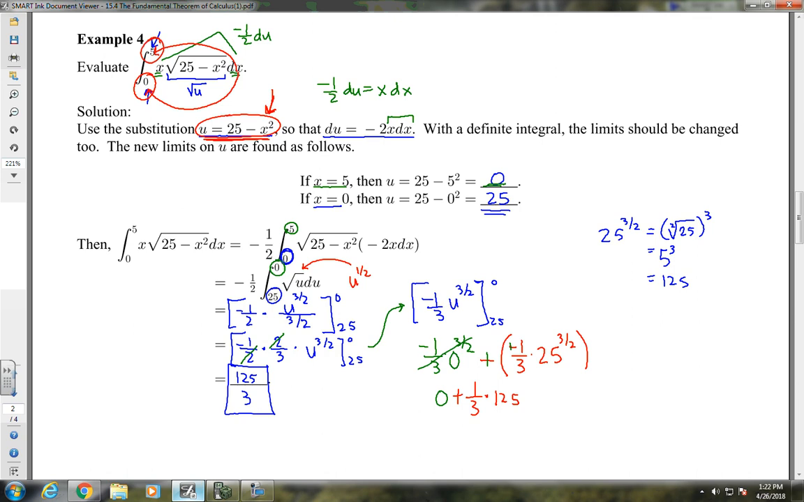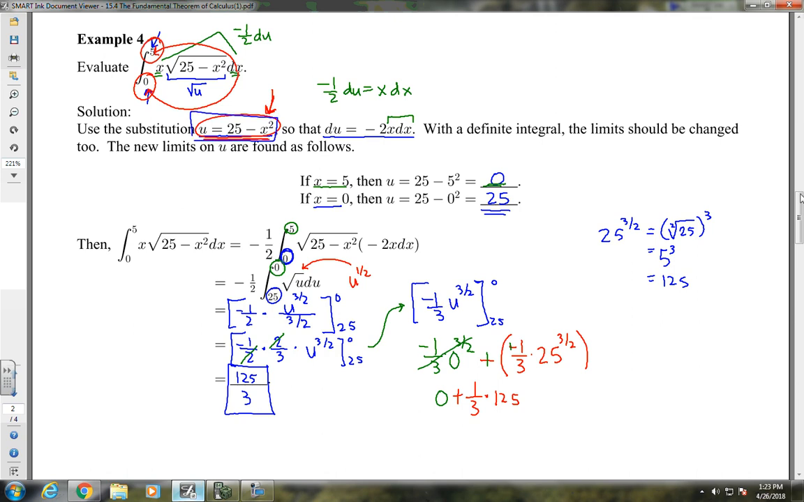So remember, if you have to make a u substitution, make all of your changes. That is, replace your integrand with its expression in terms of u, replace dx with some multiple of du if necessary, and change your limits of integration. Go from x values to u values using your relationship between x and u.